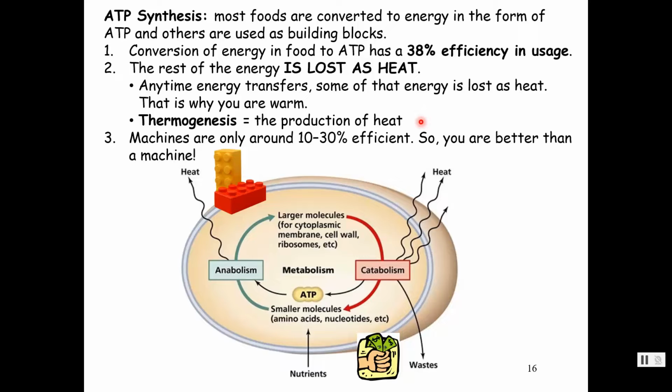Thermogenesis is the production of heat. This is also why we are warm. I just want to tell you you're better than a machine, because machines are only about 10 to 30% efficient. So that's kind of where that came from. You're better than a machine.